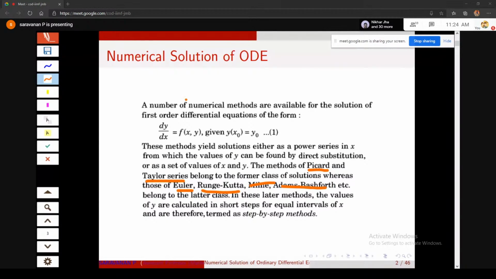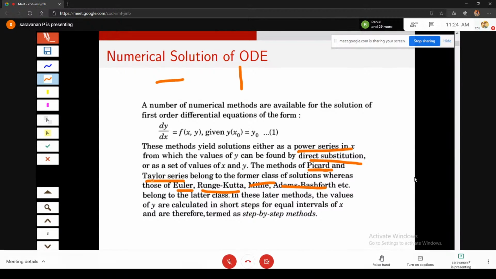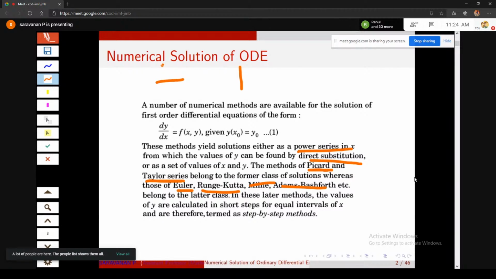So there are two things. This numerical solution itself, we can split into two types. In the first type, we will get some power series, from which the values of y can be found by direct substitution. In that series, you substitute the x value to get the y value. Actually, Picard method and Taylor series method belong to this first type of method.